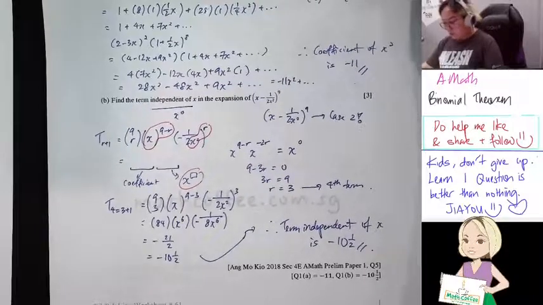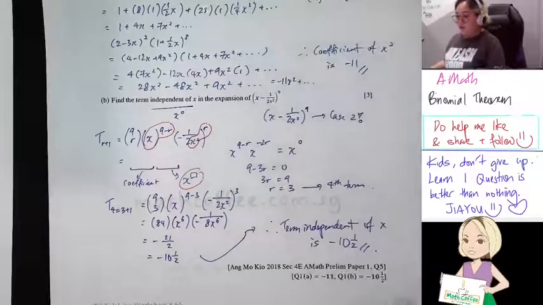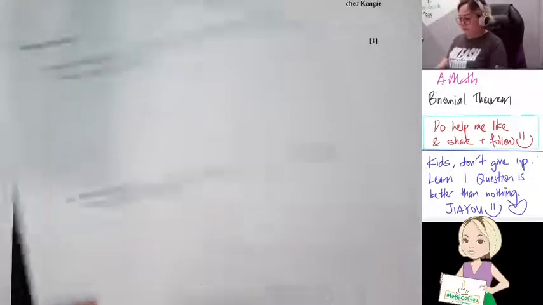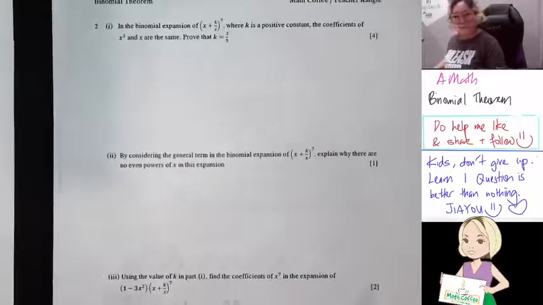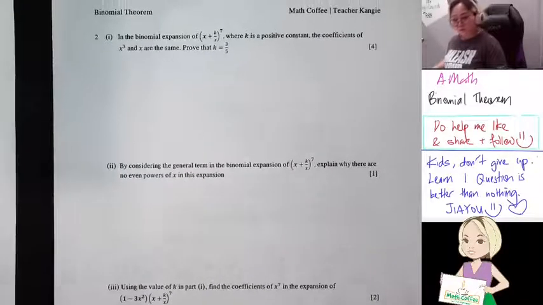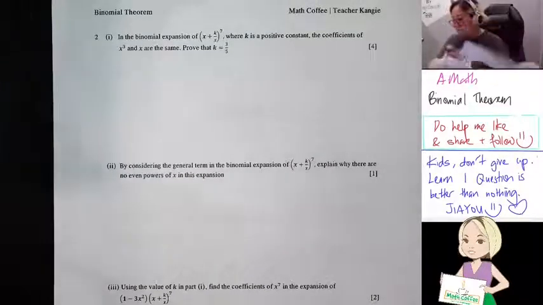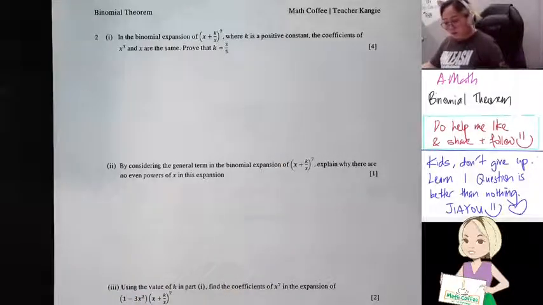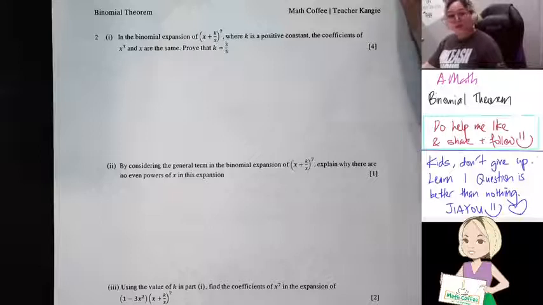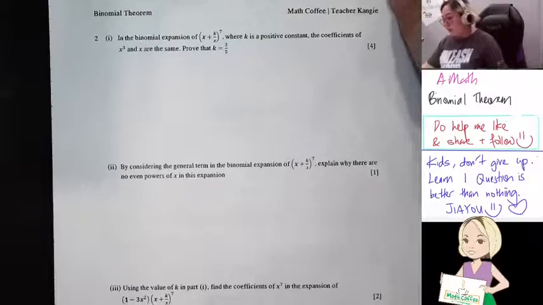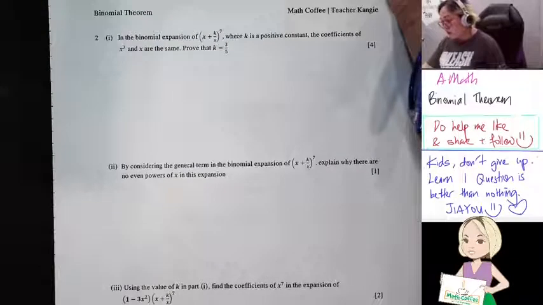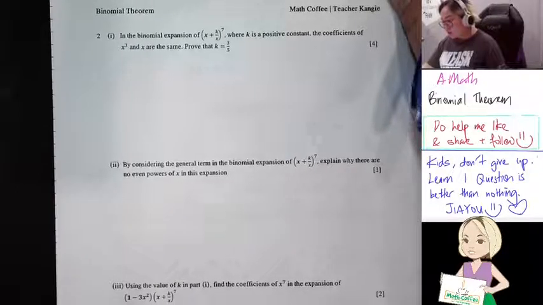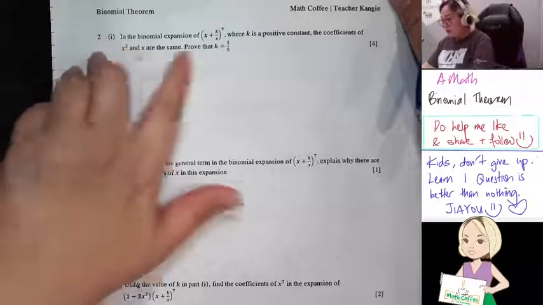Okay, so we are done with this part. Let's go to the next question. Okay, in the binomial expansion of blah blah blah, where k is a positive constant, the coefficient of x cubed and x are the same. Prove that blah blah blah.